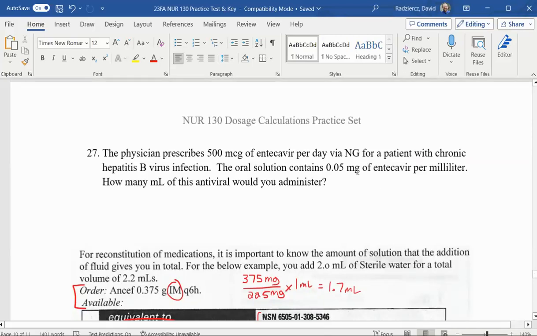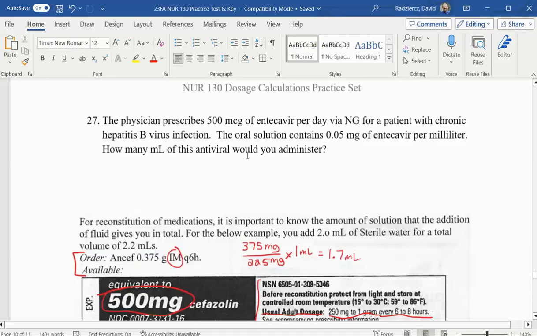I don't think anyone asked me this one, but I'll just go ahead and do this one too. The micrograms to milliliters, basically. So this is another example. I don't know that you're going to see a question like this, but it's considered a two-step problem where you're just doing some conversions. So the order is 500 micrograms. Your available is 0.05 milligrams per milliliter. And then they're asking you how many milliliters to administer per dose.